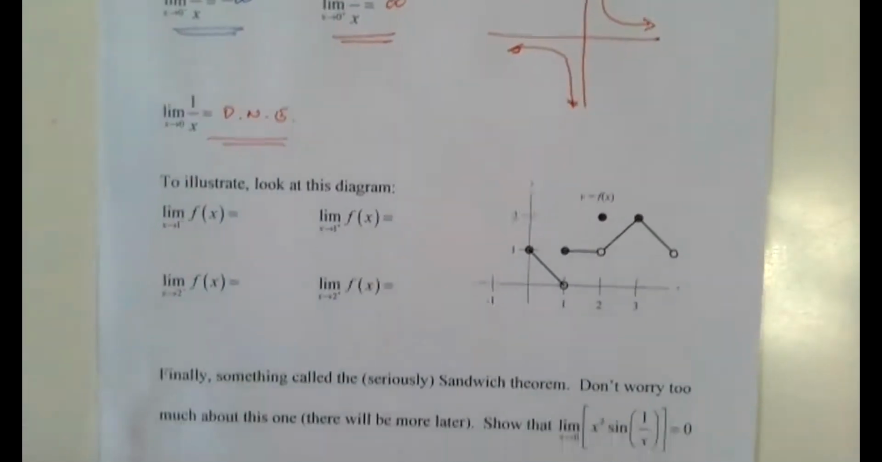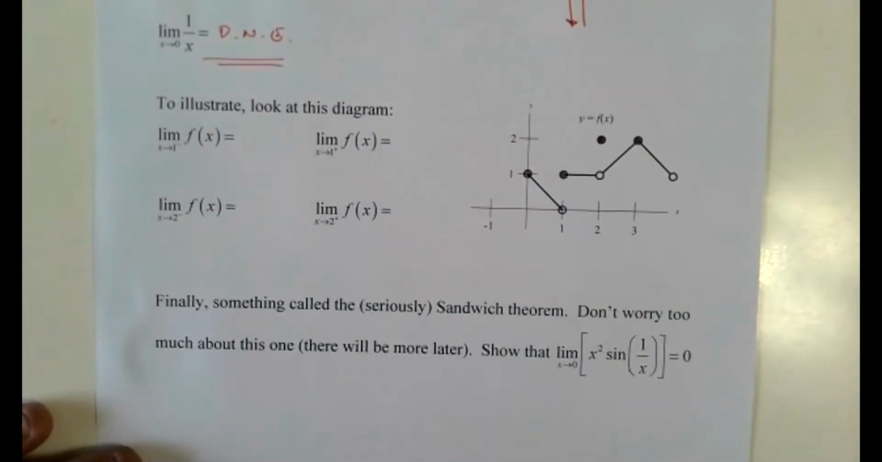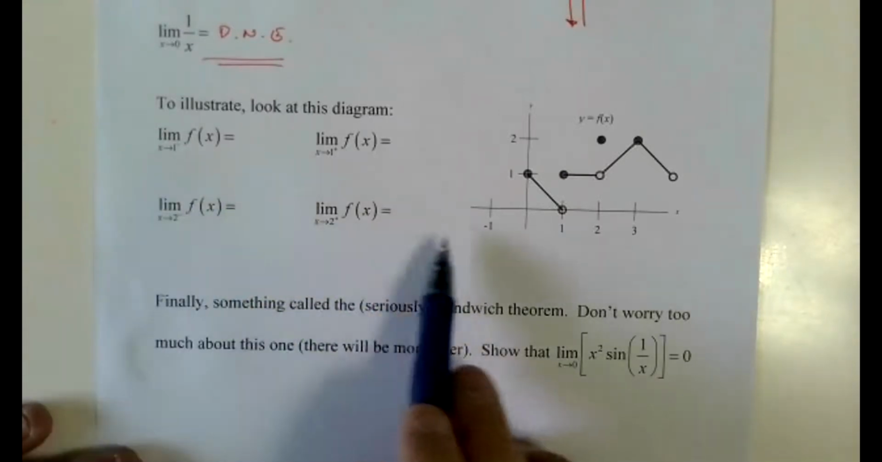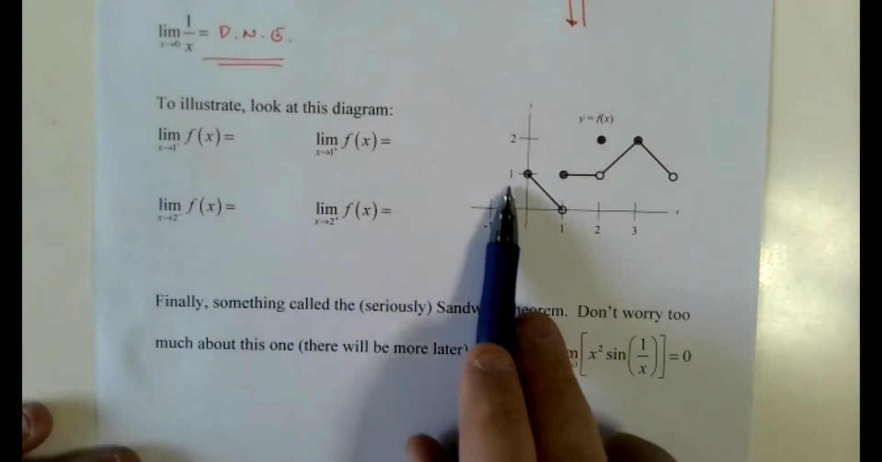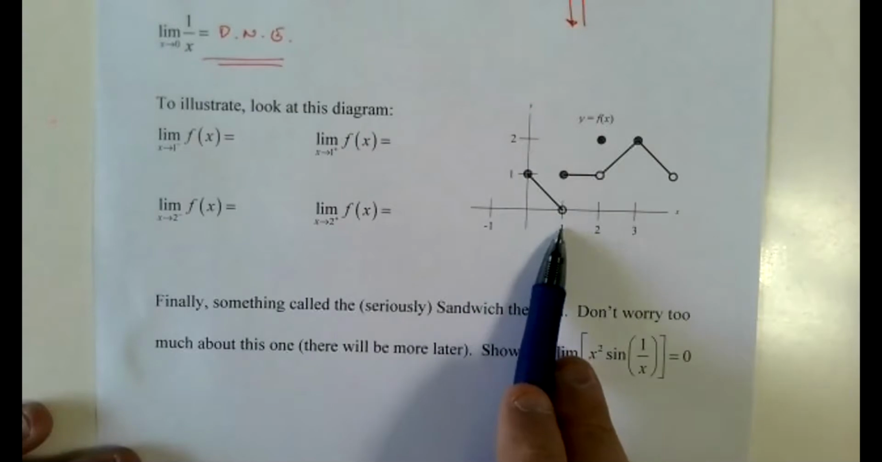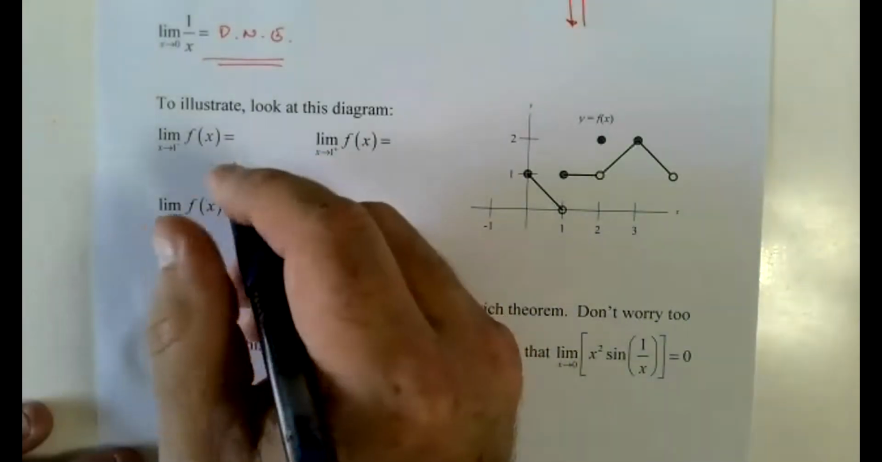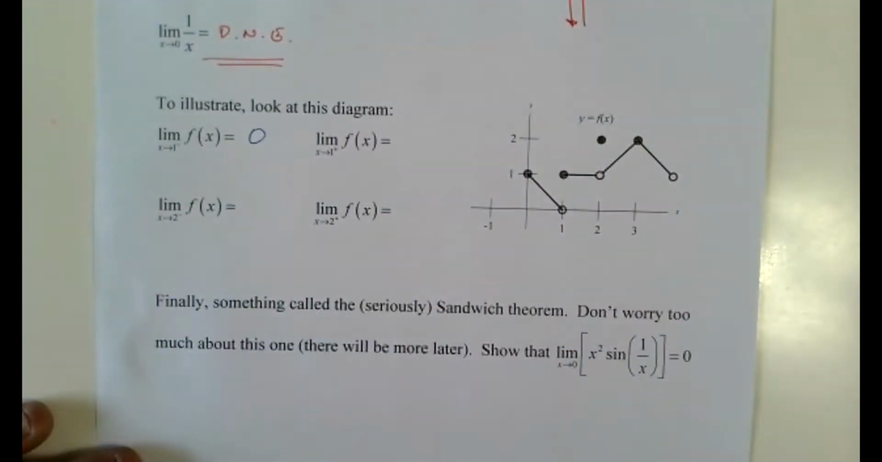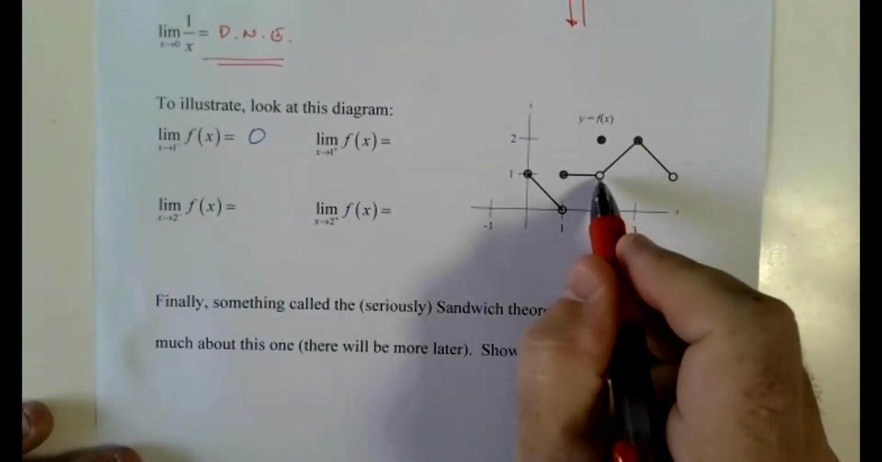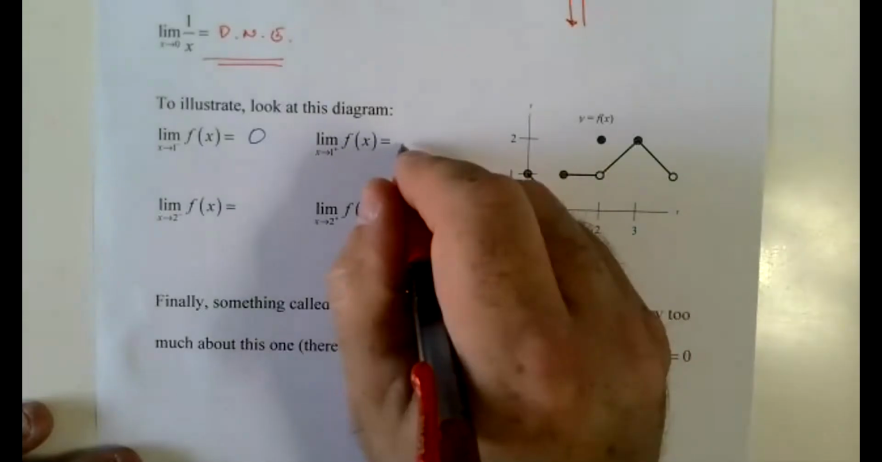So I gave you a little bit of practice. X approaches 1 from the negative side. So we'll come in from the negative side. It looks like we're about to hit 1. No. We're going to 1. And what is that on the y-axis? That's 0. Then 1 from the positive side, coming this way, that's going to be 1.